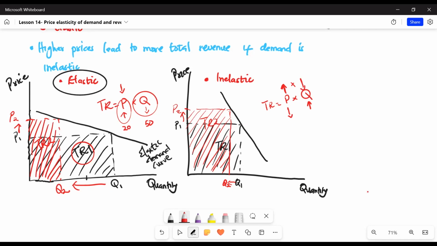So this is all that we have on our lesson on price elasticity of demand and revenue. Our next lesson will be on other demand elasticities.